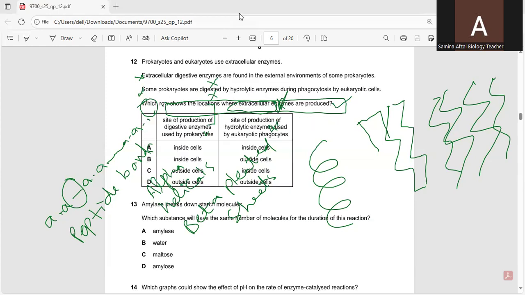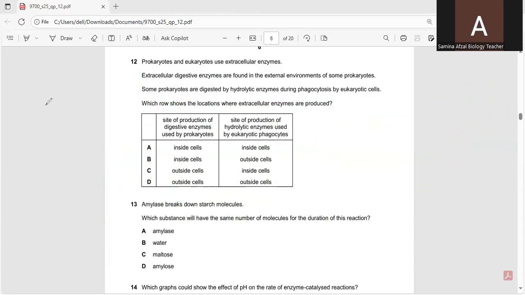Question number 12: prokaryotes and eukaryotes use extracellular enzymes. Extracellular digestive enzymes are found in the external environment of some prokaryotes. Some prokaryotes are digested by hydrolytic enzymes during phagocytosis by eukaryotic cells, which shows the location where extracellular enzymes are produced, where they are produced.